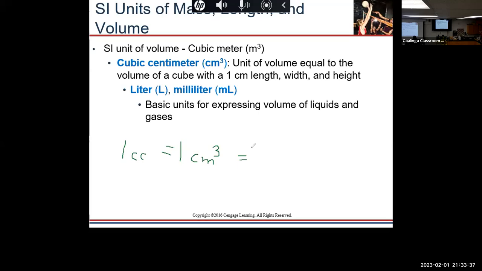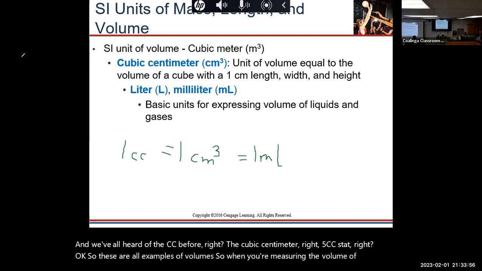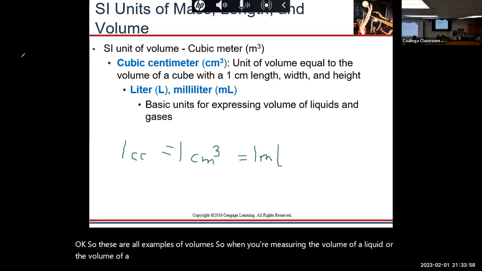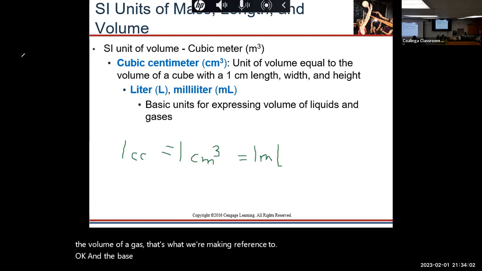Maybe milliliters? One. And we've all heard of the cc before, right? The cubic centimeter, right? 5 cc stat, right? Okay, so these are all examples of volumes. So when you're measuring the volume of a liquid or the volume of a gas, that's what we're making reference to, okay? And the base unit for volume is liters.